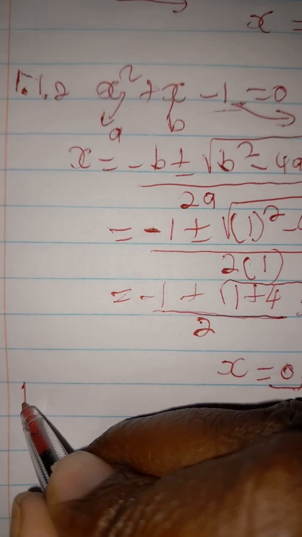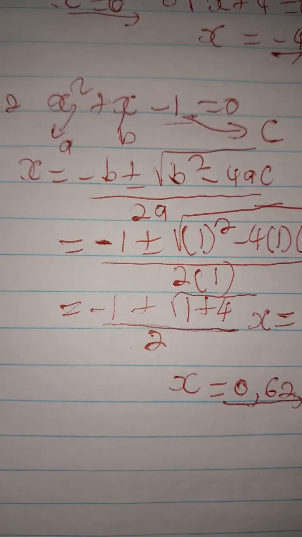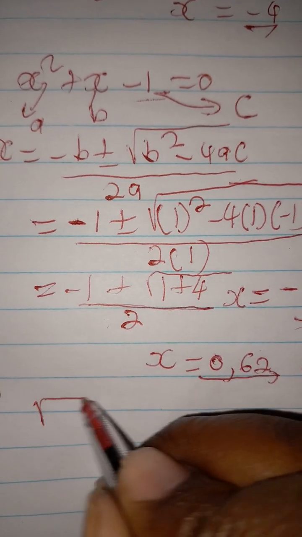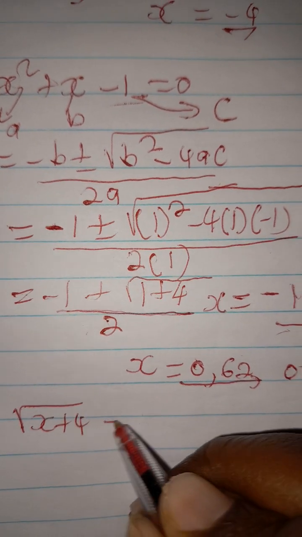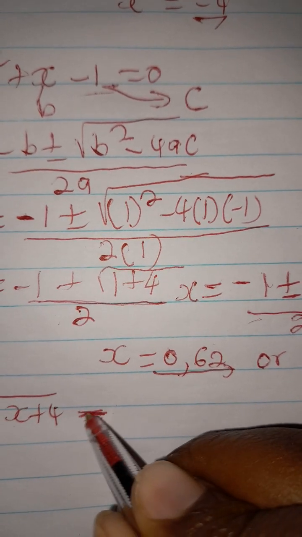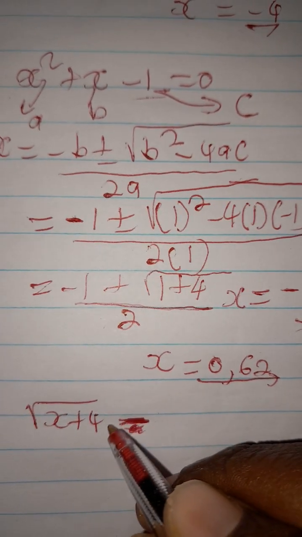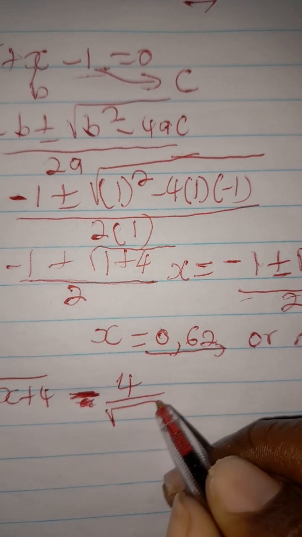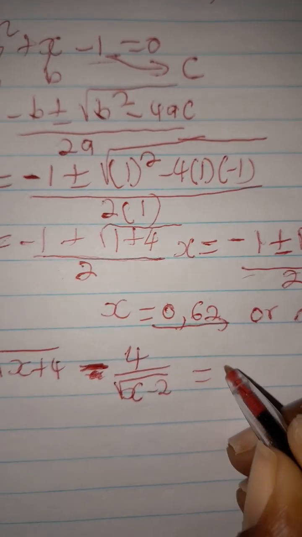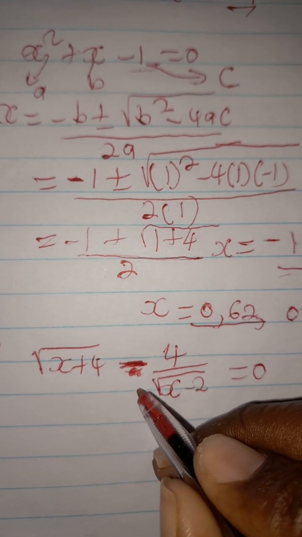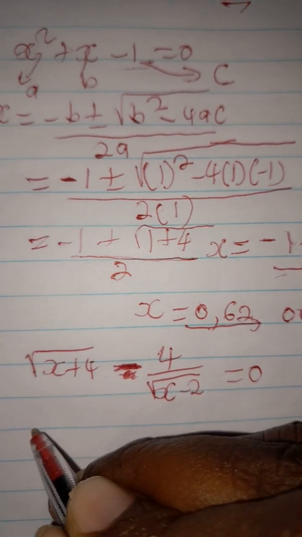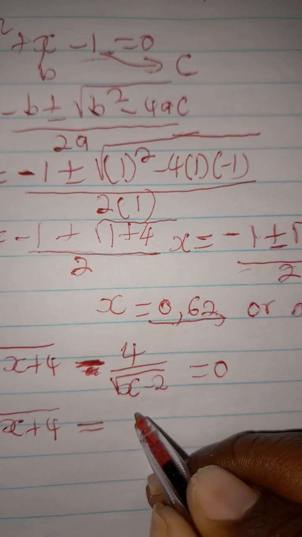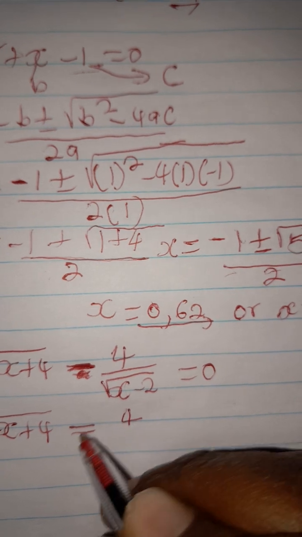So we are at 1.1.3. Yes, we have root x plus 4 minus 4 divided by root x minus 2 equated to 0. So the best way is to take negative 4 to the other side, so we have root x plus 4 equals the 4 over root x minus 2. Remember, we're still solving for x, guys. Don't be mystified. We're still solving for x.